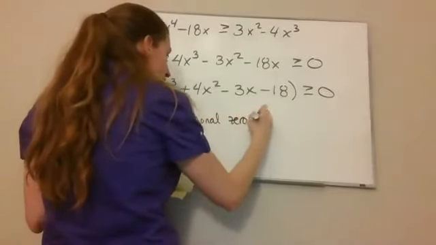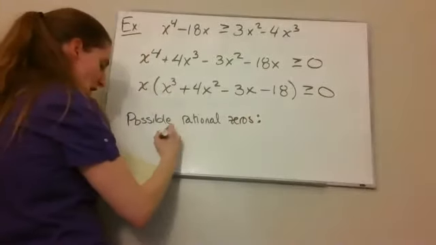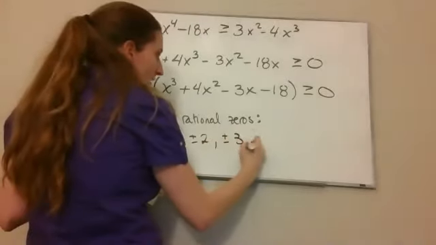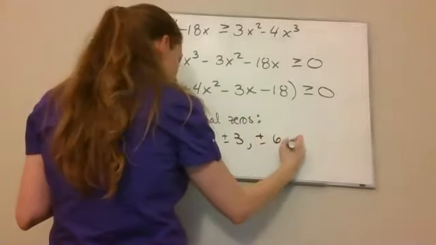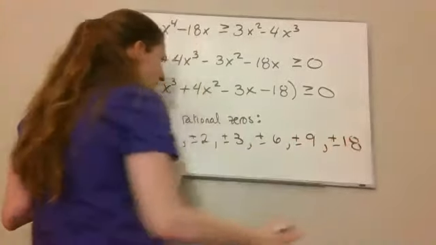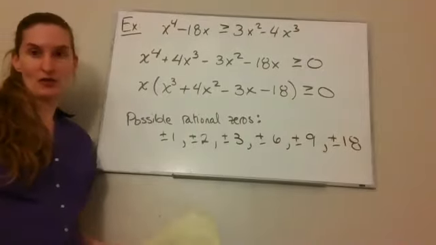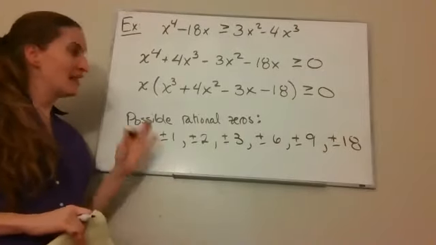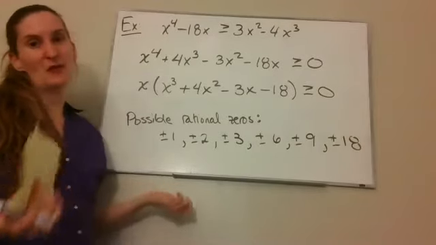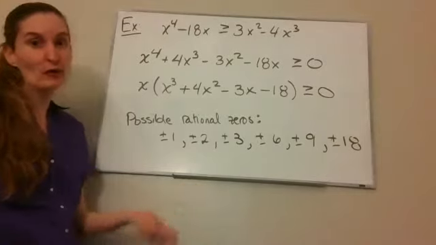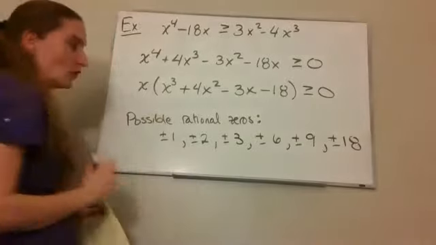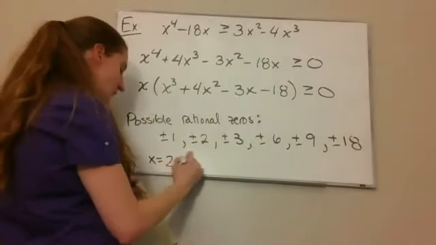So the possible rational zeros that we have are plus or minus 1, plus or minus 2, plus or minus 3, plus or minus 6, plus or minus 9, and plus or minus 18 by using our rational roots theorem. That's a lot of different roots to check, and we're not going to check all of them right now because we don't want to do the same video for like 5 hours. So I'm going to tell you right now that after checking a few of these, x equals 2 ends up being a root.